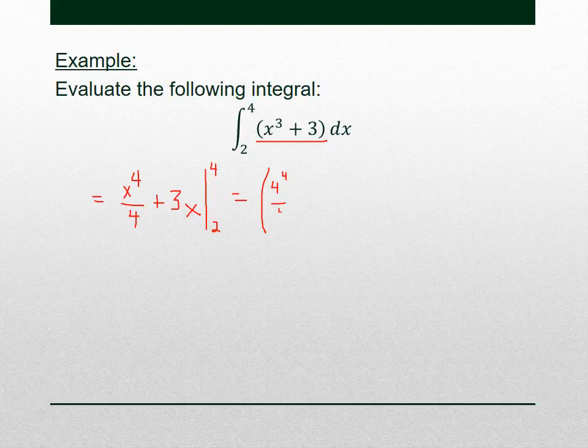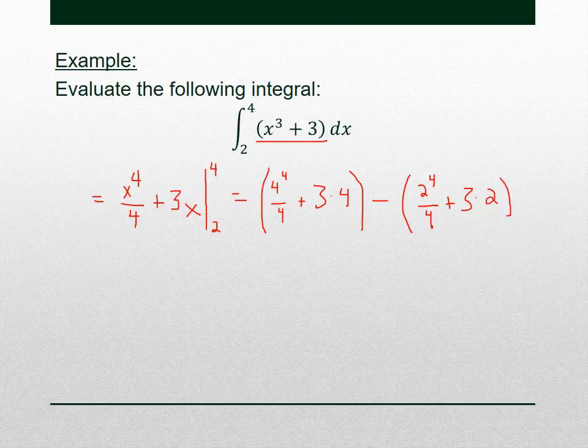And what that means is that we're going to plug in 4 and then subtract whatever we get from plugging in 2. So plugging in 4, we get 4 to the 4 over 4 plus 3 times 4. So that's plugging in 4, and then we're going to subtract plugging in 2. So that's 2 to the 4 over 4 plus 3 times 2. All right, and then check my work here, of course.